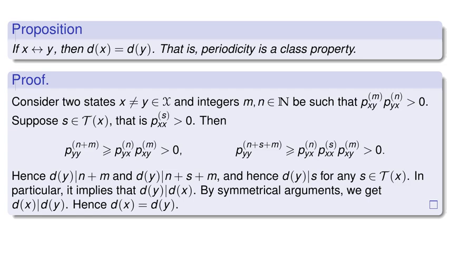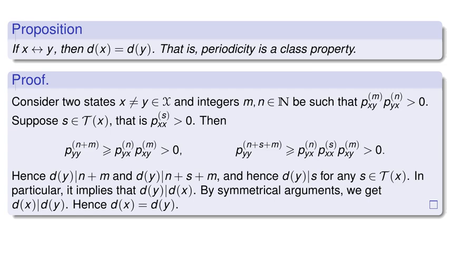Also, P_yy^(n+s+m) is greater than or equal to P_yx^n times P_xx^s times P_xy^m, which is also greater than 0. From this, it follows that d(y) must divide n+m and d(y) must also divide n+s+m. Therefore, d(y) must divide their difference, which is s.